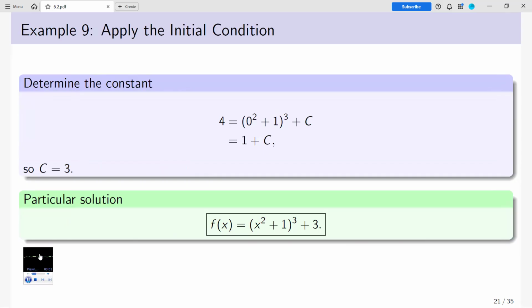The initial condition selects one function from the whole family of antiderivatives. Substituting x equals 0 gives c equals 3. The initial condition is the calculus equivalent of assigned seating. Suddenly there is only one correct place to be.